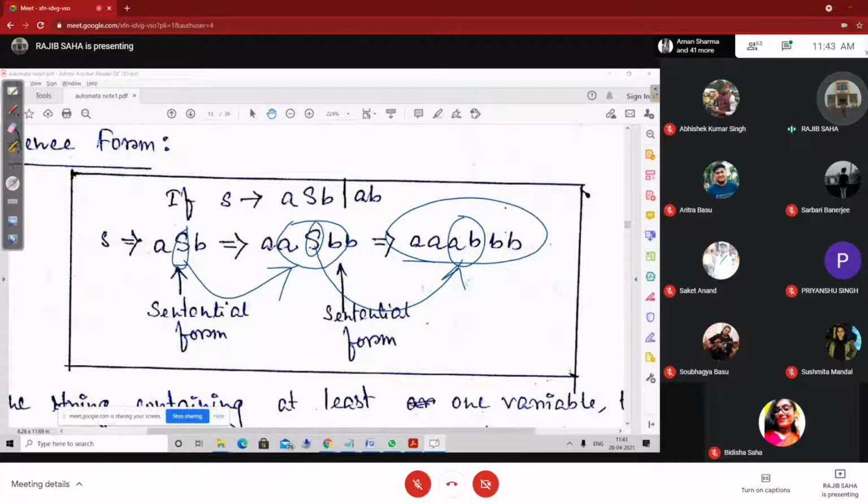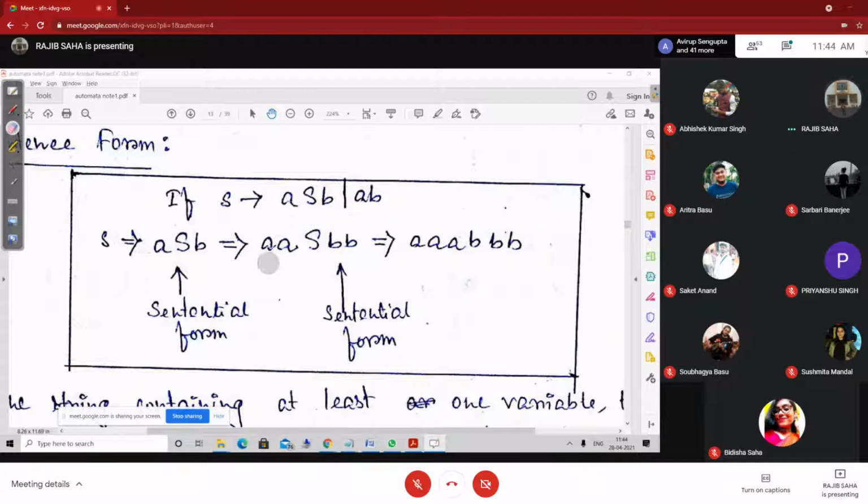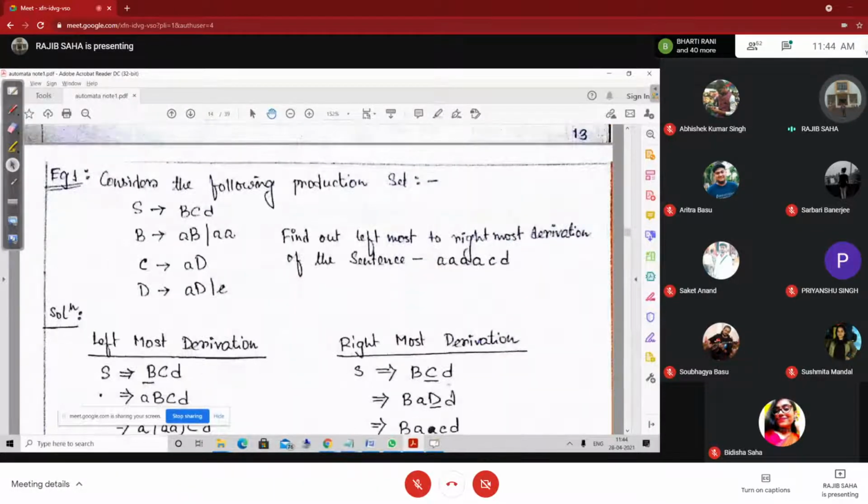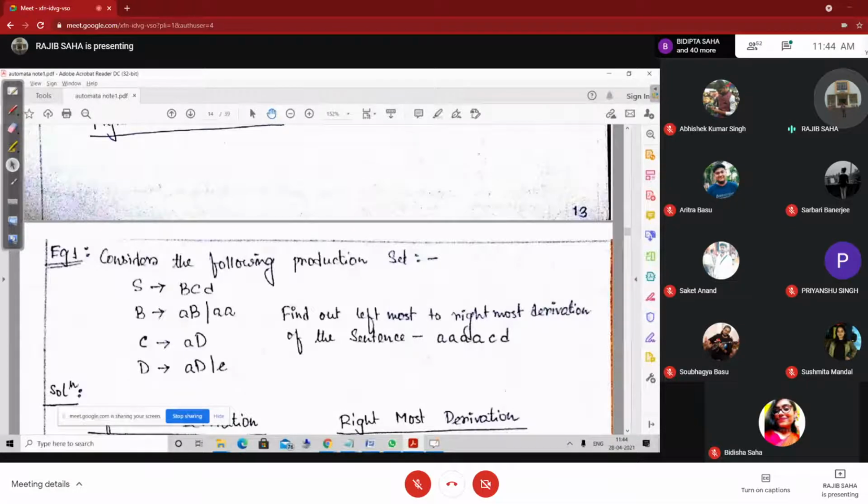And what we have learned is that the form that consists of terminals and variables both during the process of derivation is called a sentential form. Now this derivation process can be done either from right to left or from left to right. Where we start from the left side, it is called leftmost derivation, and where we start from the right side, it is called rightmost derivation. Just take one example for this.